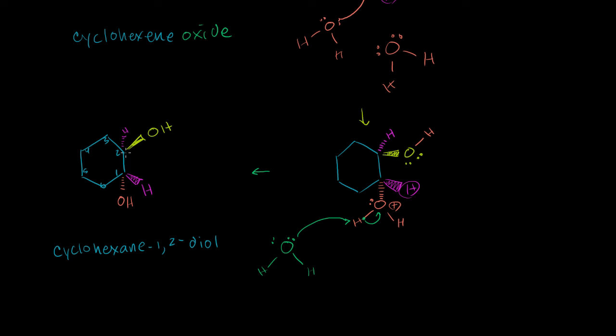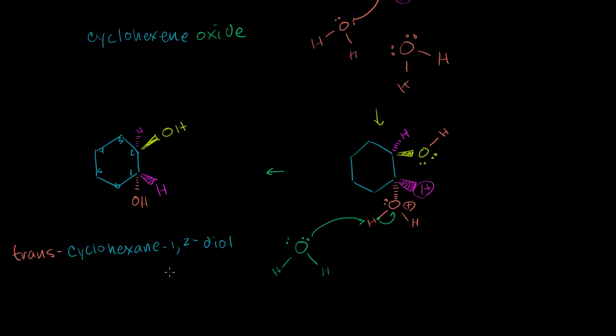And they are on opposite sides. This alcohol, or this OH, is popping out of the page. This OH is behind the page. So if we really wanted to be specific about even the stereochemistry here, we would call this trans. They're on opposite sides. One's in front, one's behind. So this is trans-cyclohexane-1,2-diol.